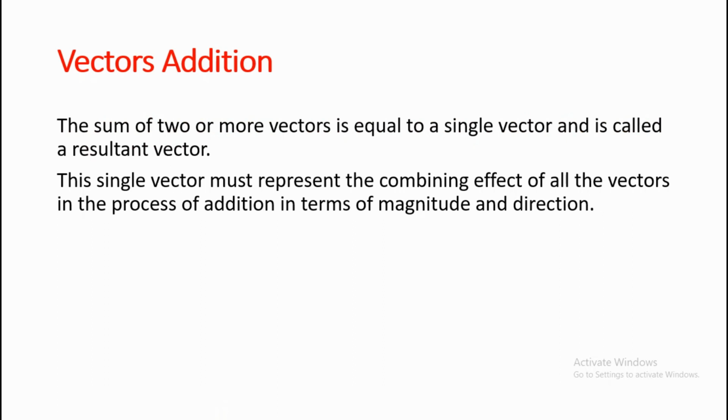Vectors addition. The sum of two or more vectors is equal to a single vector and is called a resultant vector. This single vector must represent the combining effect of all the vectors in the process of addition in terms of magnitude and direction.